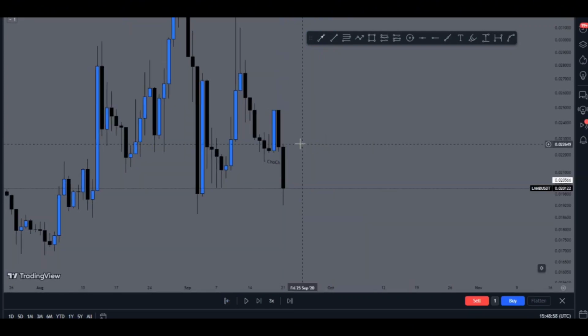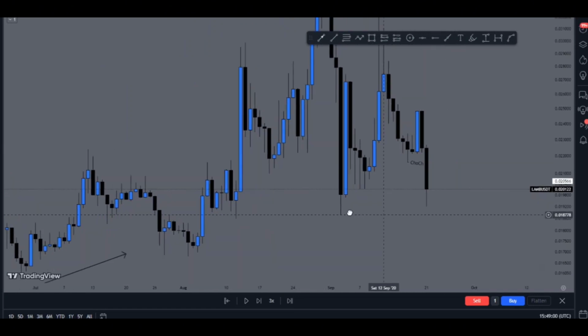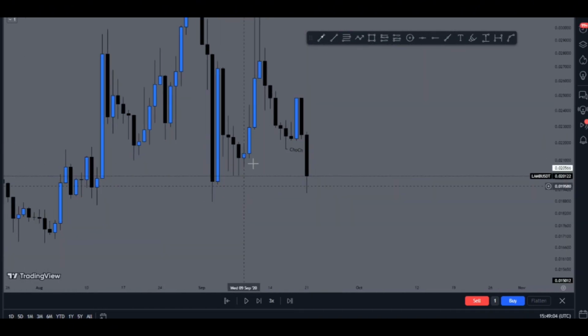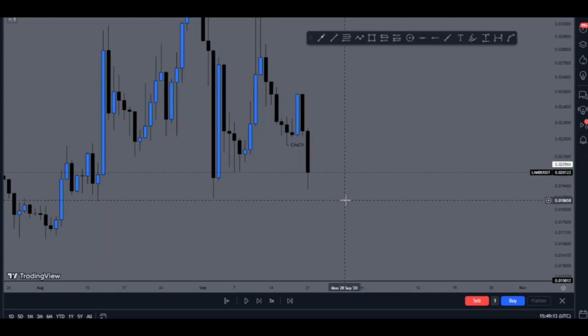Let me do it like this so you understand it better. I could have done the demand in replay. Now we saw that the market broke this low right here. The market broke this low. Now we find our last.